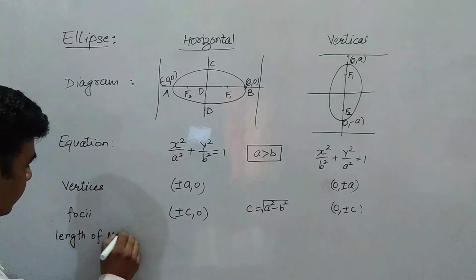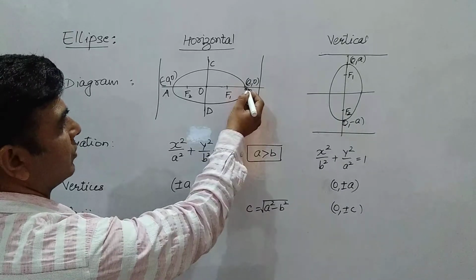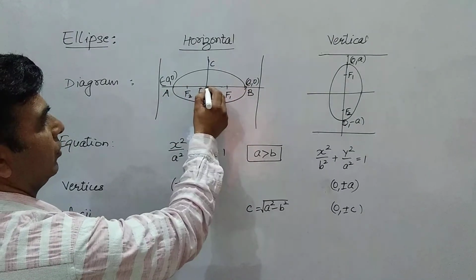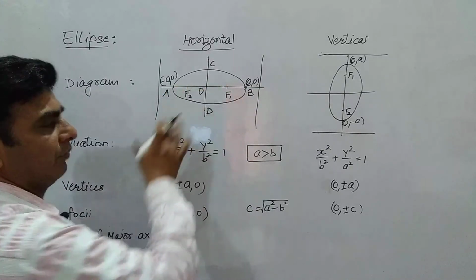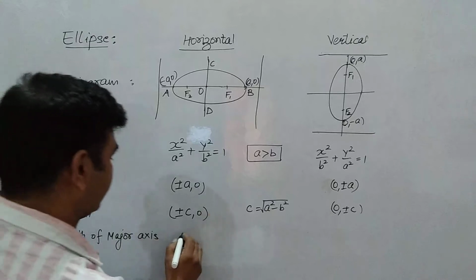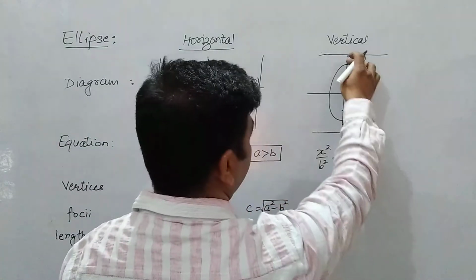Now length of major axis. My dear students, you can see if this is a and this is a, from 0 to a the length is there, then the complete length will be 2a. So the length of major axis is 2a, and this also has length 2a. This is 2a.